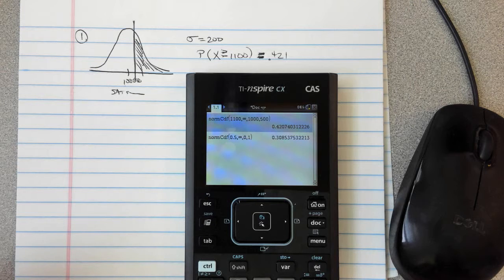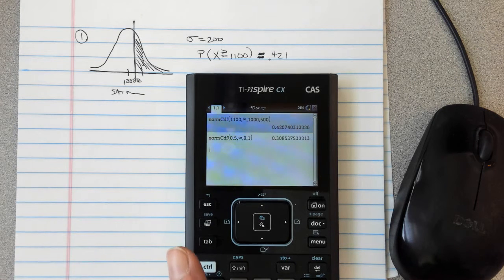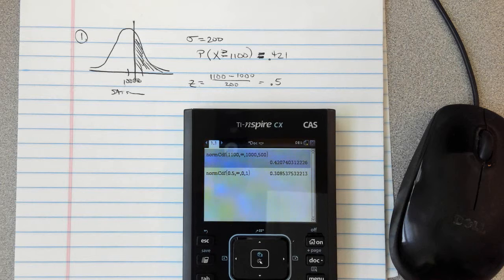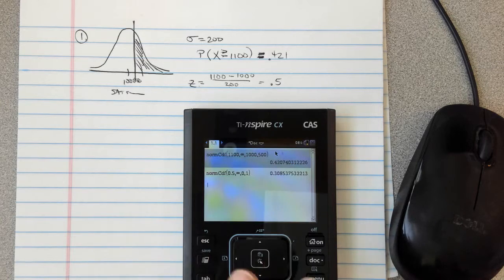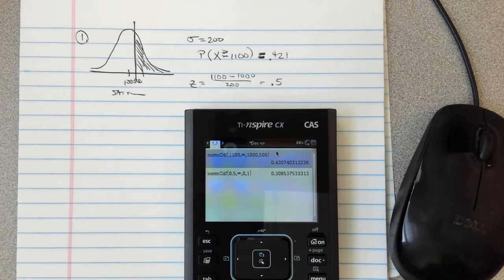Uh-oh. What did I do? Did I put in something wrong? Shoot. 100 divided by 200 is 0.5, right? What on earth? I have never seen that happen before. Holy cow. 1100 minus 1000 is 100, right? 100 divided by 200 is half, which is a 0.5. Okay. Oh, no.